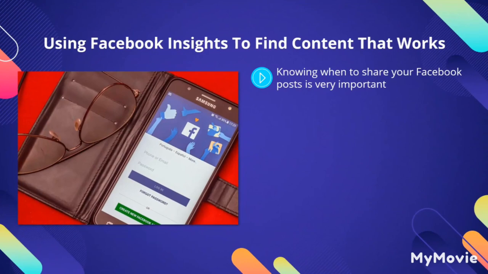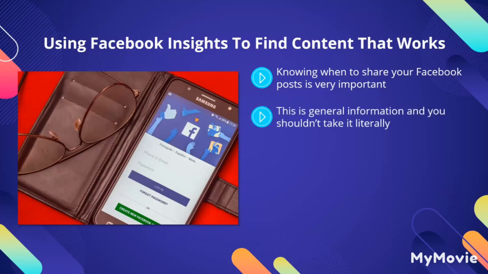Knowing when to share your Facebook posts is very important. There's been a lot of research in this area, and the outcome of this is that posting on Thursday through Sunday at 9 a.m., 1 p.m., and 3 p.m. are the best posting times. This is general information, and you shouldn't take it literally. These days and times may not be the best for your target audience. You need to find out when your audience is around and post at these times.